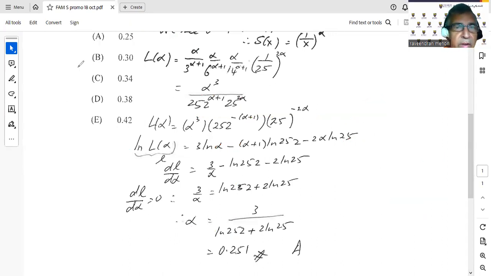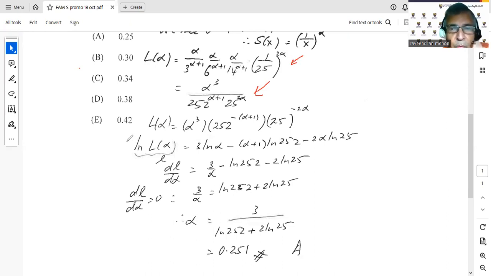So now we are here, folks. When you clean up the algebra, you'll get this. Do that slowly. There's an alpha cubed in the numerator. There's a 252 raised to the power of alpha plus 1. I've just used basic indices. You can see it happening here. There's alpha plus 1 here and so on. And then I've got a 25 raised to the power of 2 alpha.